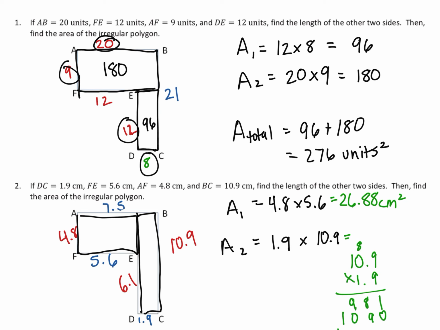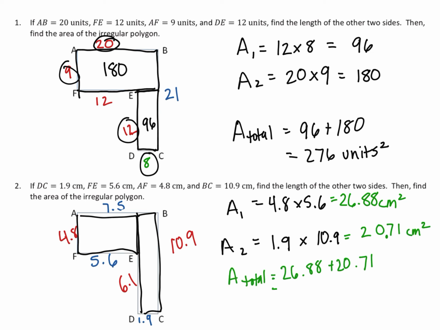The total is 26.88 plus 20.71, which is equal to 8 plus 1 is 9. 7 plus 8 is 15. And then 6 plus 1 is 7, and 2 plus 2 is 4. So it should come out to 47.59 centimeters squared for our total.